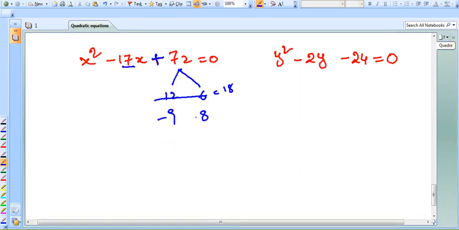And minus 9 minus 8. Why are you writing minus 9 and minus 8? Because you require minus 17, so minus 9 minus 8 will give you minus 17. The next values are plus 9 plus 8.